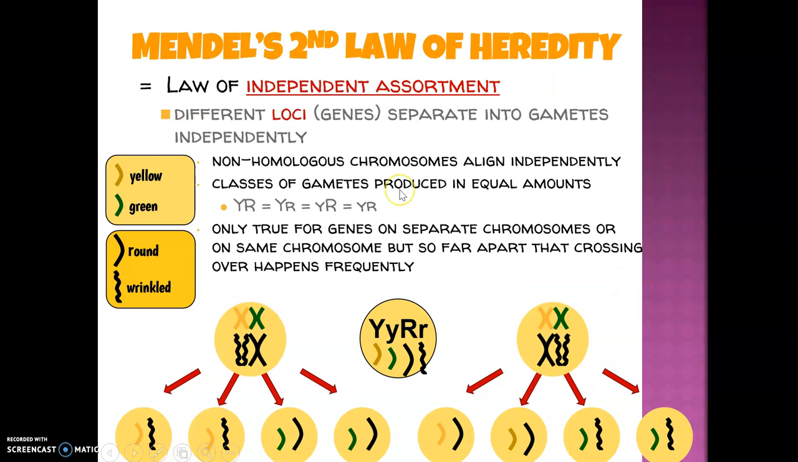His second law of heredity is independent assortment. Different genes separate into gametes independently. So our genes decide on their own where they're going to go, how they're going to get split up, and in which gametes they're going to be. Your non-homologous chromosomes, so not same or similar chromosomes, align independently. So if we're talking about yellow versus green and round versus wrinkled, different classes of gametes are produced in equal amounts.